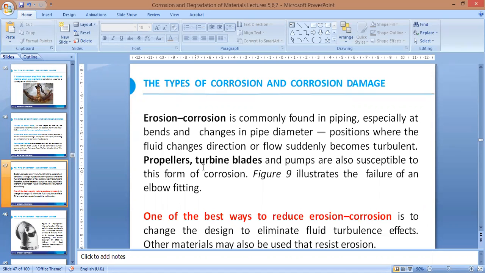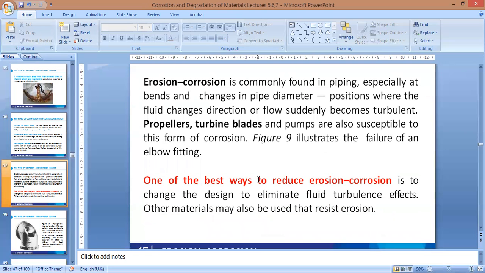Also with propellers and turbine blades, as you can guess, at the stations such as Kariba, where we have our huge turbines turning, and where we have our pipes and pumps, this form of corrosion is most likely to happen because they are working with water that is coming under very high pressures.